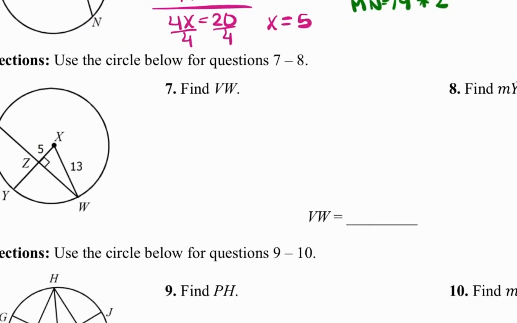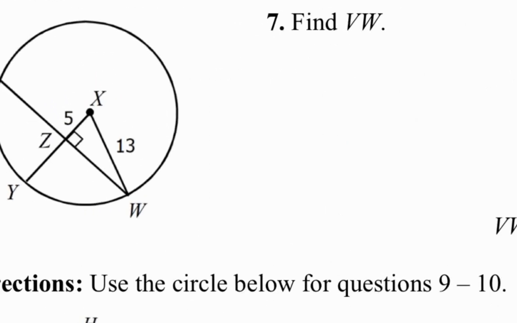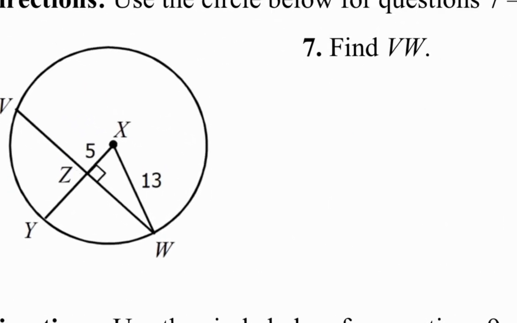Okay, number 7. So first thing I'm going to do is, again, I'm just going to look at what we know. So in our circle, we know this is 5, and we know this is 13. And we are trying to find VW. But if you look right here, we have 2 pieces of known information, and we have a right triangle, which means we can use Pythagorean theorem. We can use that to find ZW.